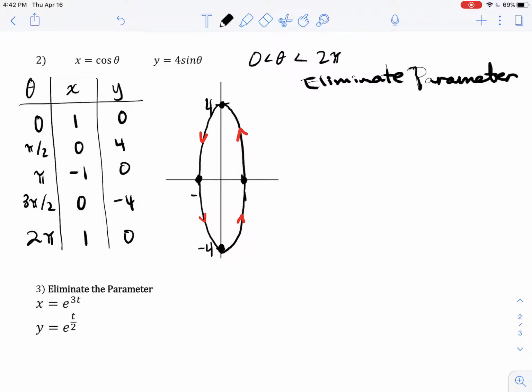And I'm not sure exactly what's going on with my Apple Pencil here. But here we go.